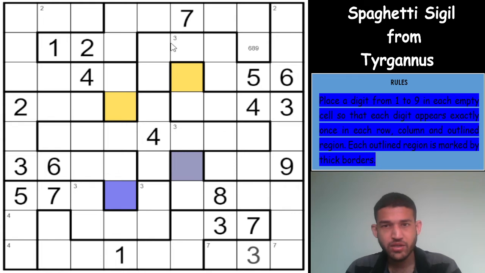I guess we may use it on the columns as well. I'm just seeing if I could draw some imaginary lines. Okay, I don't think you can do that in columns. So for now, let us use this aspect. This one cannot be 4, 7, 5, 6, 2 or 3 or 1. So this must be 8 and 9. So this will also be 8 and 9.